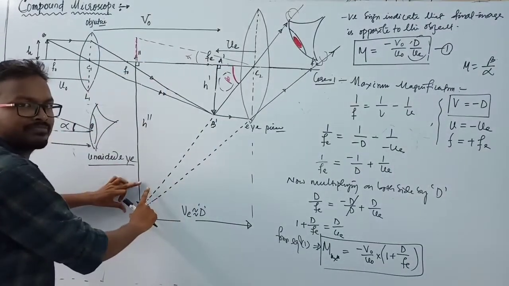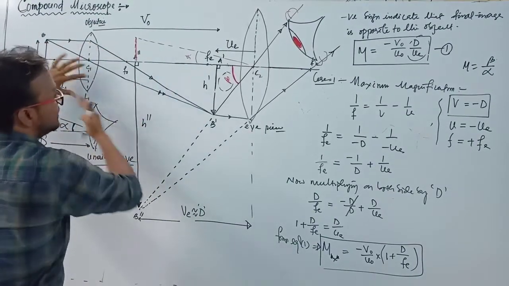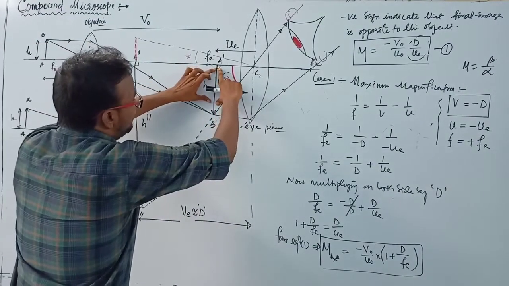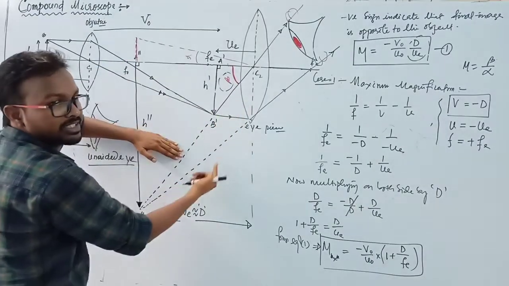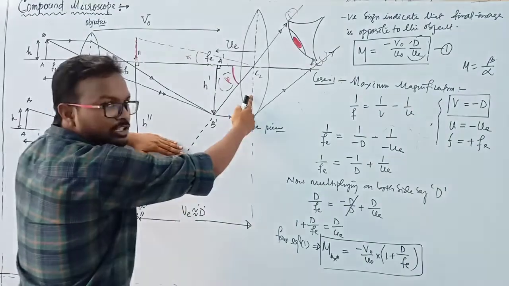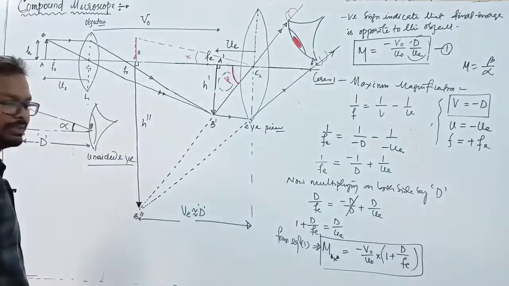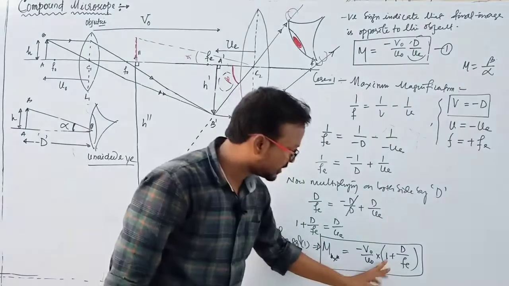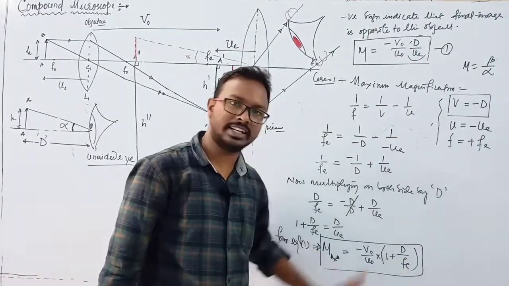At that time, the object is placed between the optical center and the focus, and finally we get a virtual image. If we ignore all this ray diagram and only see this diagram, this is the object and this is the final image, on the same side of the lens. So there is object A dash B dash and final image A double dash B double dash, and the magnification is 1 plus D by F in case of a simple microscope.